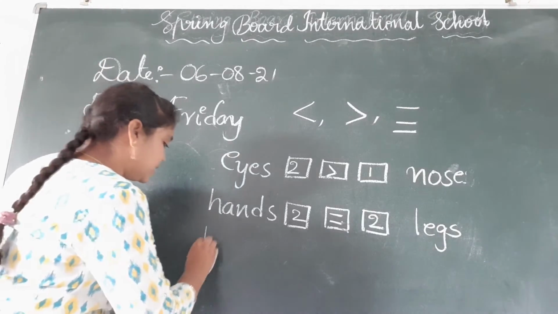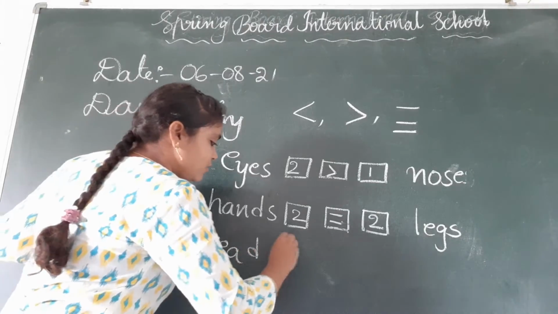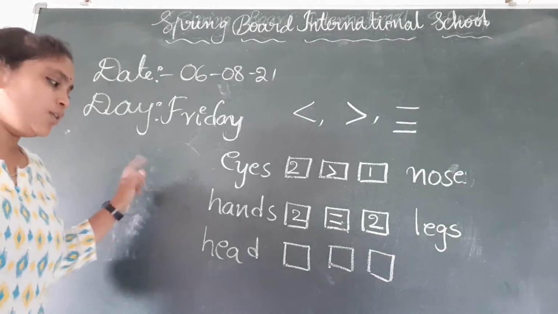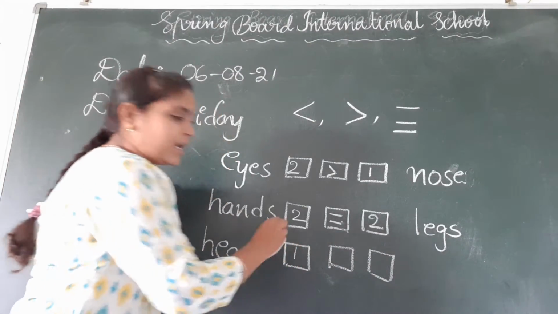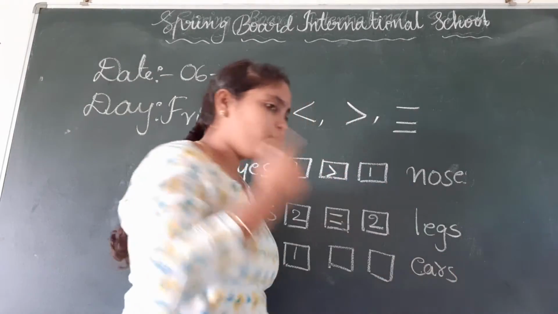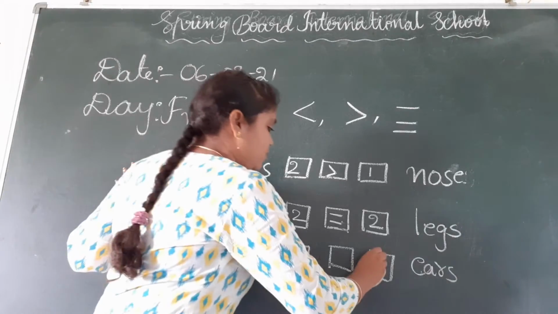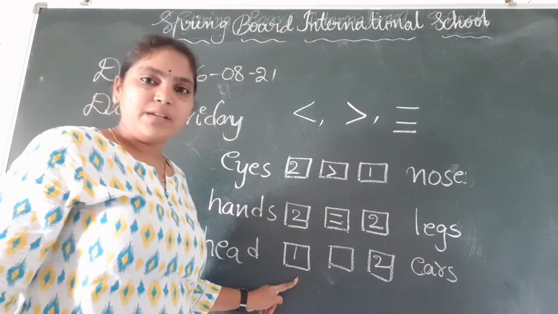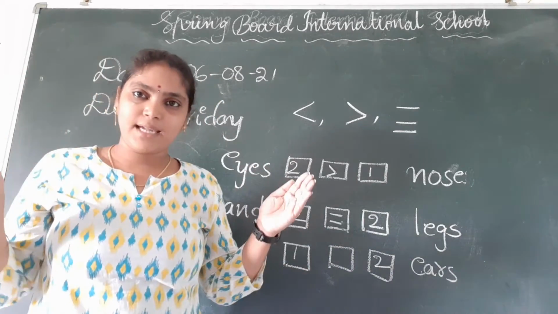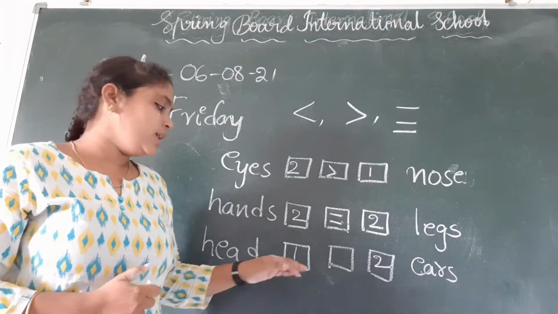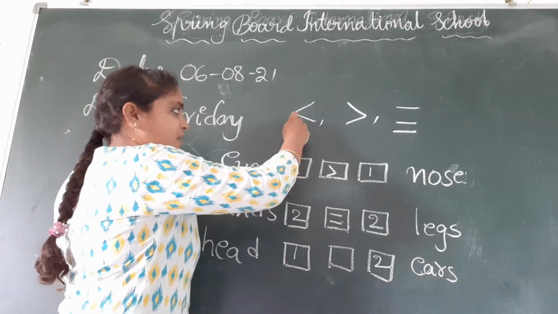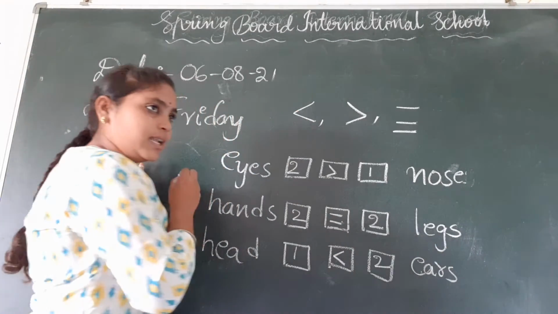Next, head. How many heads do we have? We have 2 heads or 3 heads? No, we have only 1 head. And how many ears do we have? 1, 2. So write 2, children. Now compare 1 and 2. Check it first: is 1 bigger than 2 or smaller than 2, children? Yes, 1 is smaller than 2. So here the first number is smaller, so you have to place the less than symbol.